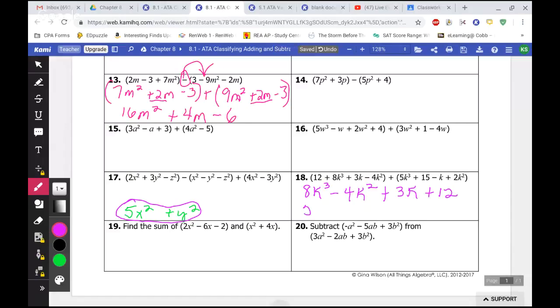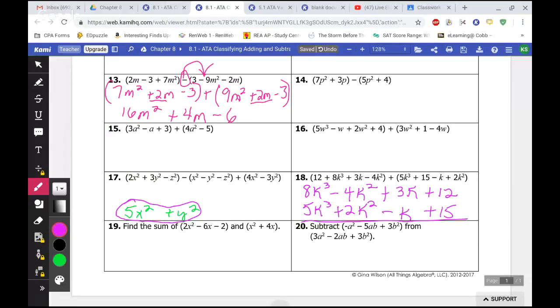And then I've got a 5k cubed plus 2k squared minus k plus 15. 8k cubed minus 4k squared plus 3k plus 12. And then 5k cubed plus 2k squared minus k plus 15.